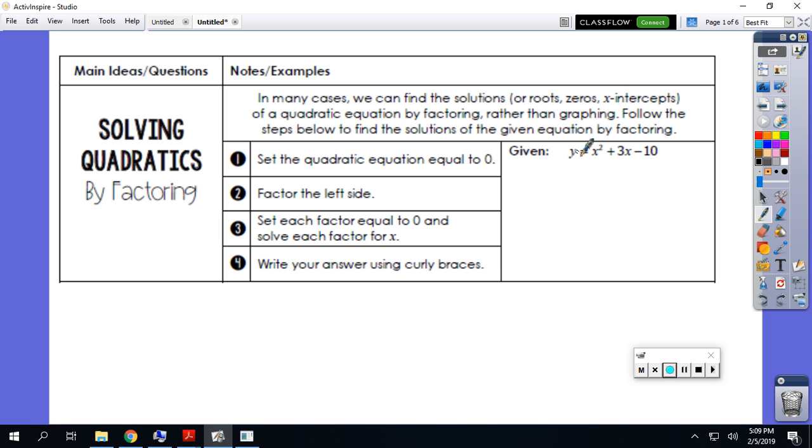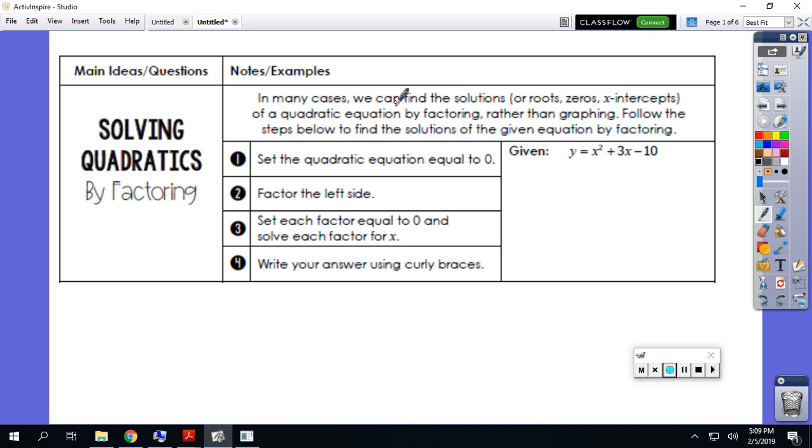So now I have my equation, which is in standard form, y equals x squared plus 3x minus 10. And just remember, whenever I write down on my paper, you need to write down on your paper because the sub will be checking this along with the classwork for completion today.